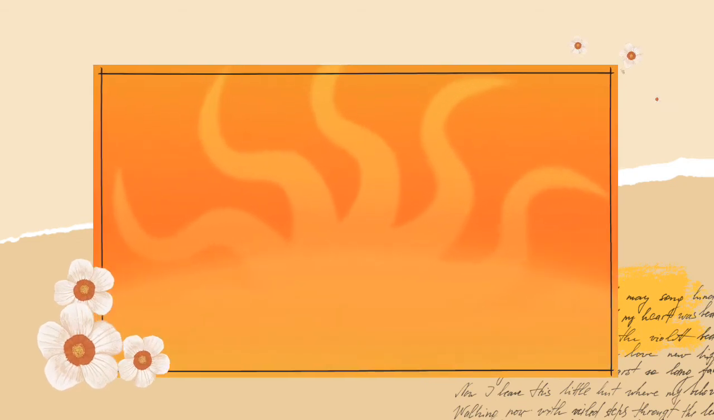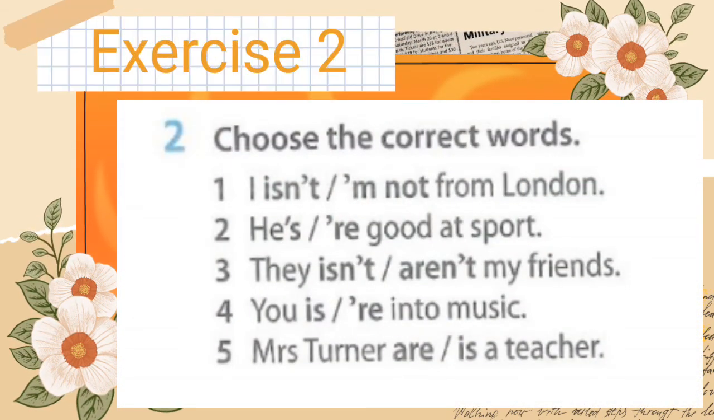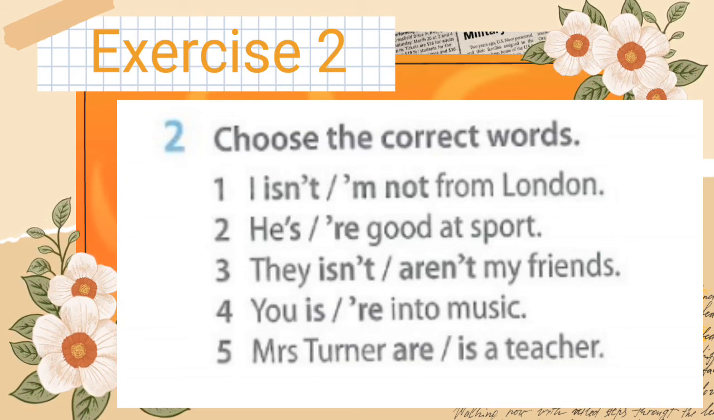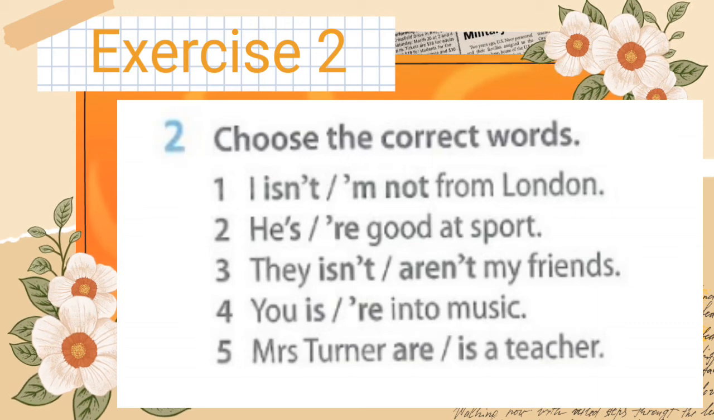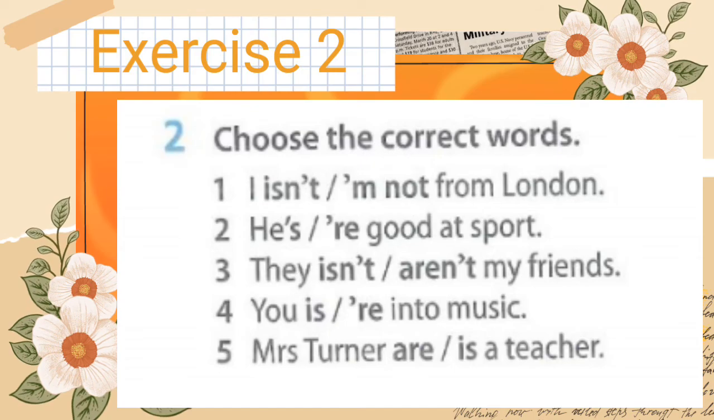Exercise 2. Choose the correct words. Number 1. I'm not from London. Please choose whether using isn't or am not. You underline or circle the answers, okay? Same goes to number 2, 3, 4, and 5.